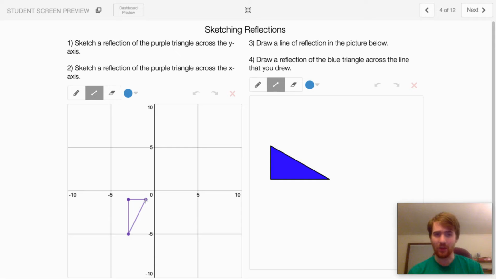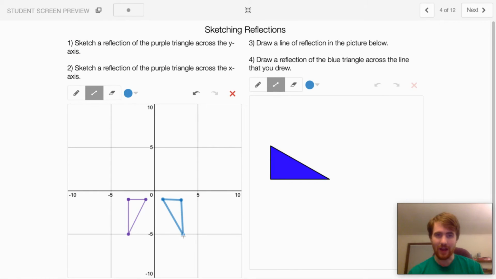I like to plot the points first. So if we take this purple point, it's being flipped over, it probably ends up around there. The second point, it's being flipped over, maybe it ends up around here. And this last point, it's being flipped over, it probably ends up around here. And then it's just a matter of connecting the points. This is just a sketch, so it's not going to be perfect.